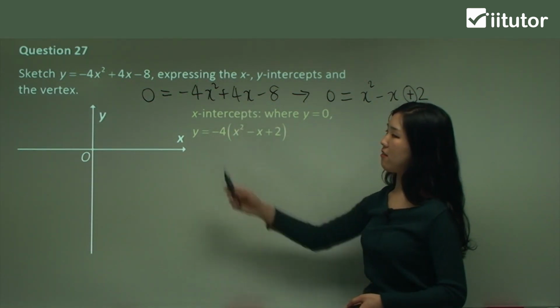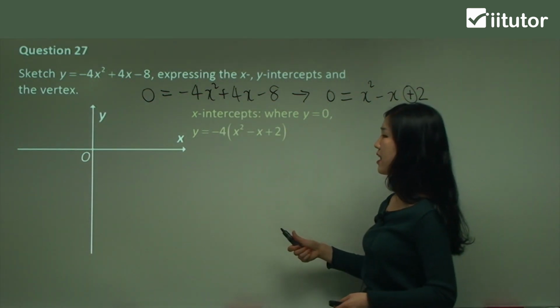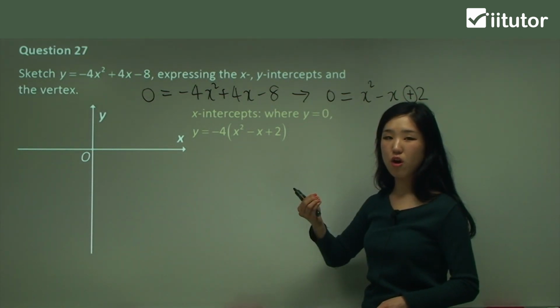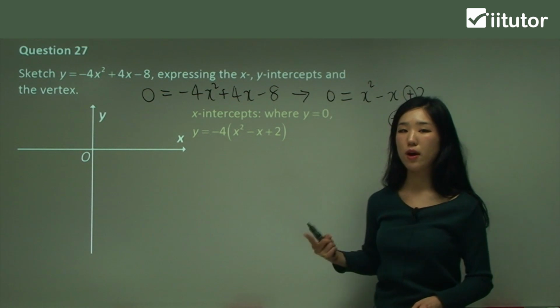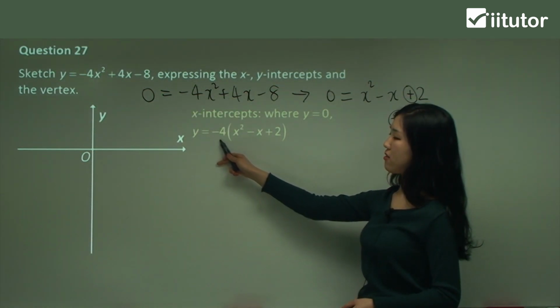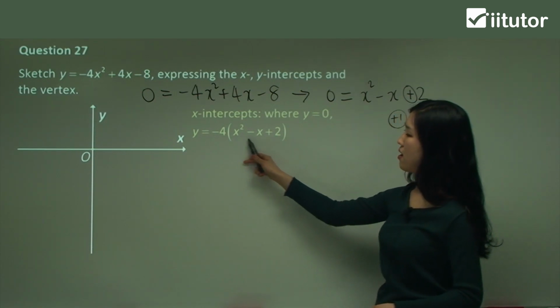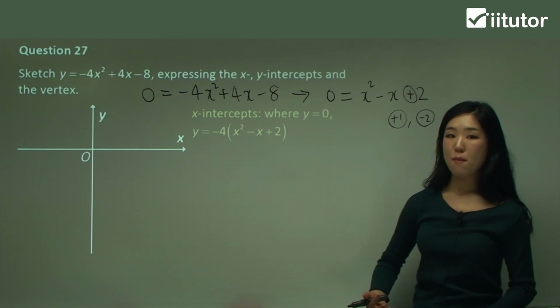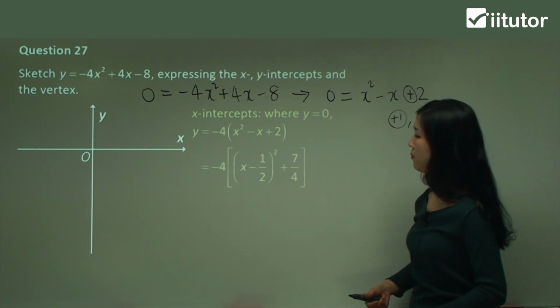Firstly, I factorized everything by -4. Remember, with completing the square, the coefficient of x squared must always be positive 1, so it can't be -4. That's why I'm factorizing by -4. So I have x squared minus x plus 2 remaining in the brackets. Okay, let's perform our completing the square method.